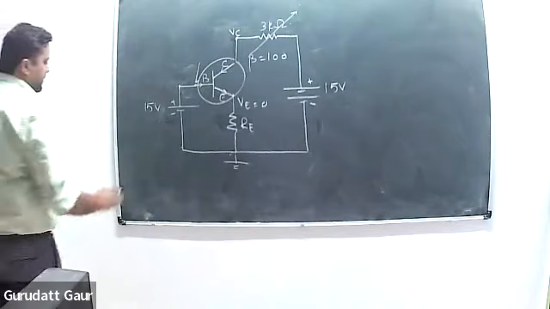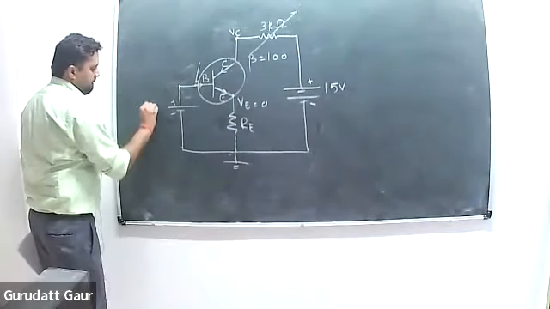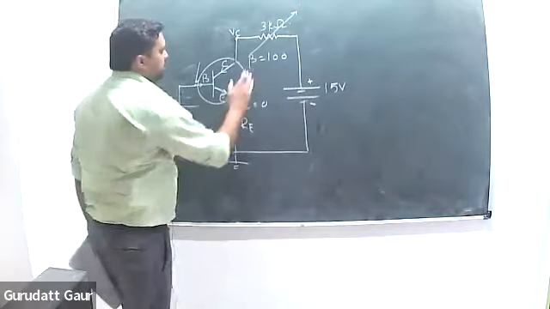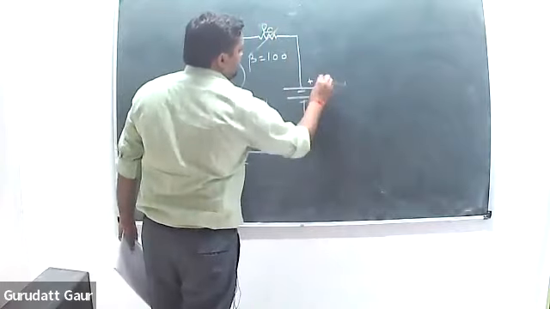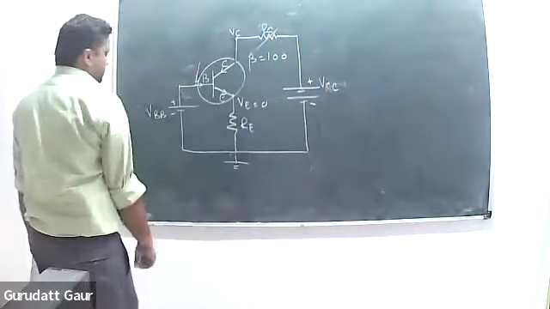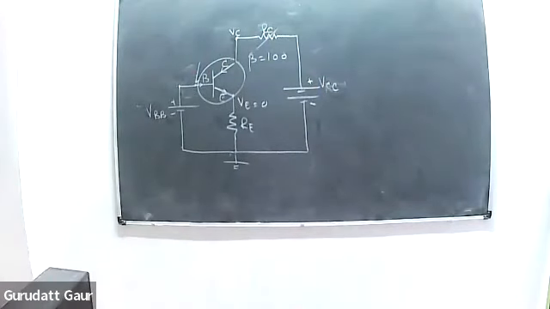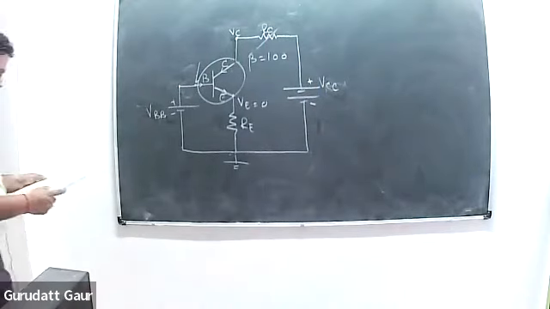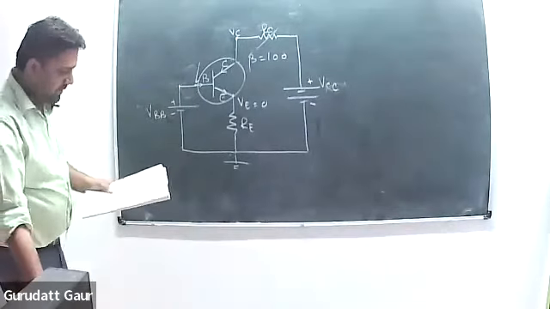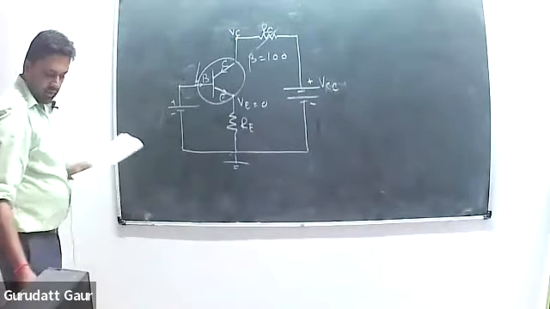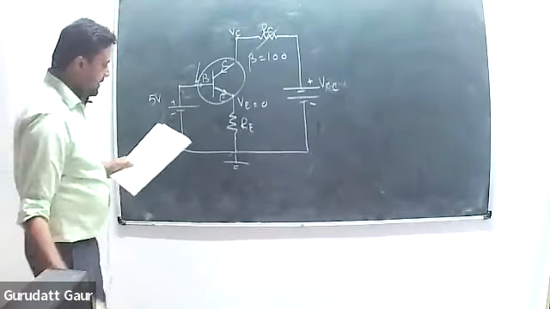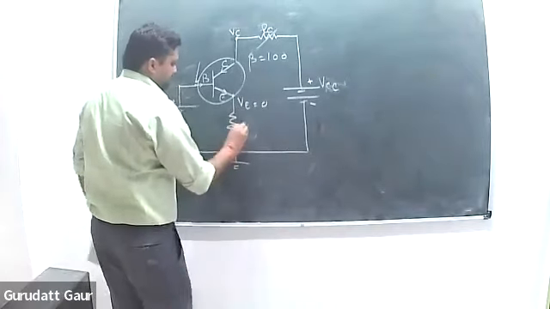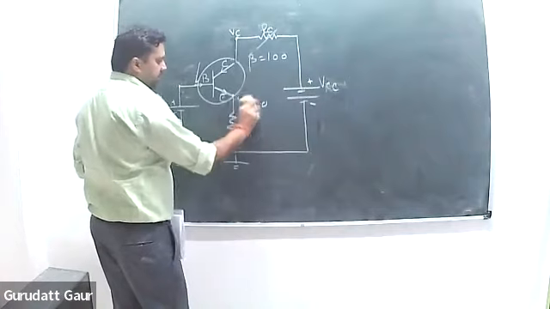That's the only thing. This remains VBB. This remains RC. This is VCC. That's it. Now the analysis will change a bit. That also I have done using an example. So I'll take the example. This is now 5 volt, instead of 15 volt. This RE is 2.2 kilo ohm.